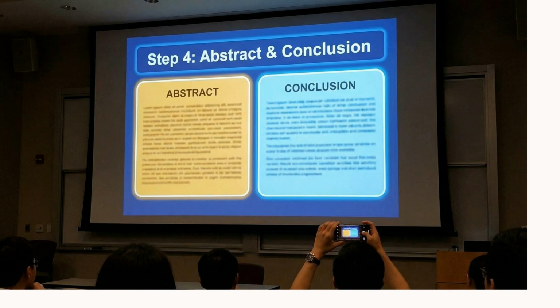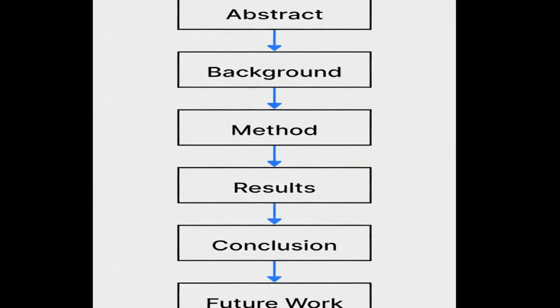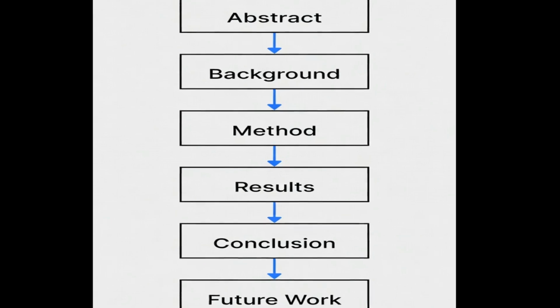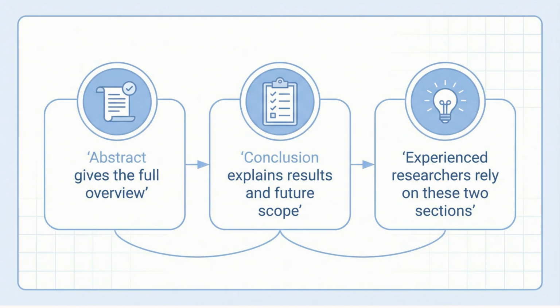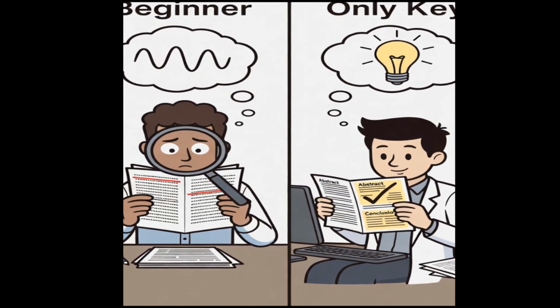Step 4. Abstract and conclusion. If you already have some background in the field, here's a shortcut. Read the abstract and then jump straight to the conclusion. The abstract gives you the full story, background, problem, method, and results in one page. The conclusion tells you what actually worked, what didn't, and what can be done next. Many experienced researchers understand a paper just from these two sections.